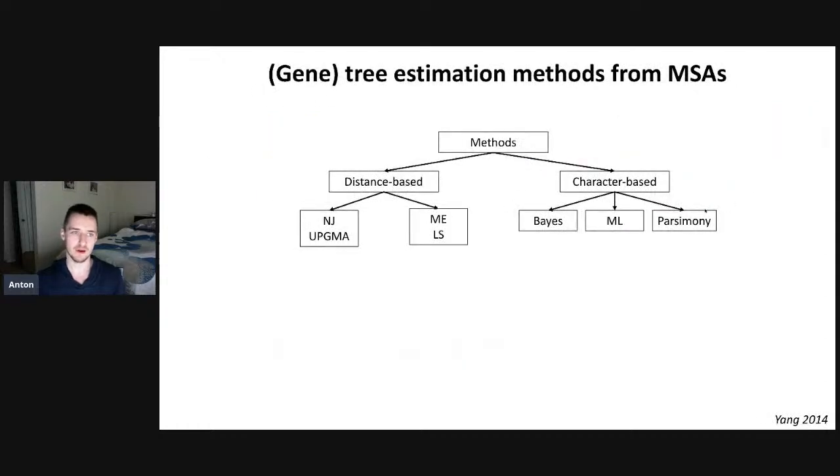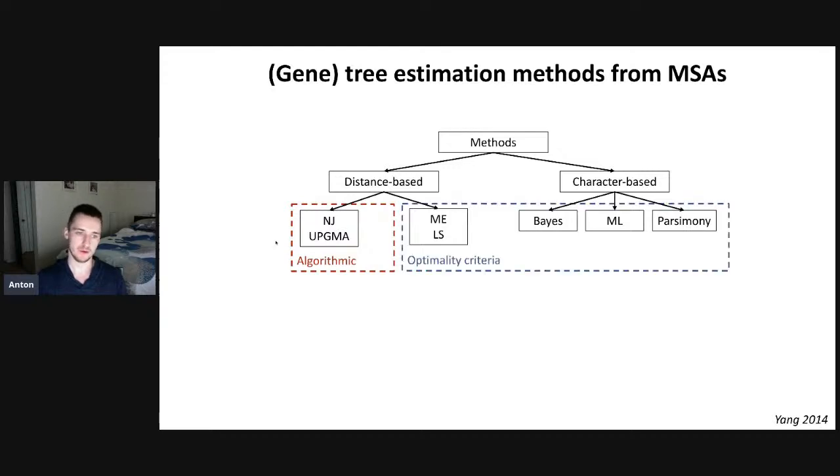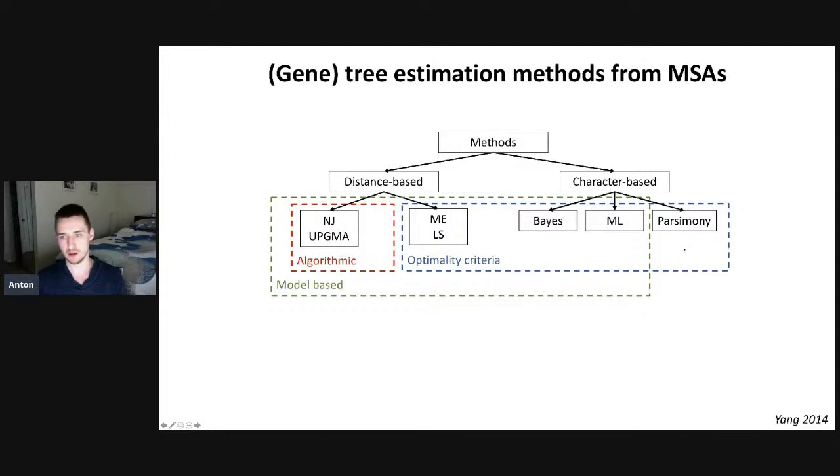This is just a brief recap: a hierarchy of the different methods used within phylogenetic inference. There are distance-based and character-based methods. For example, there's neighbor joining, which is an algorithmic method, and then optimality criteria methods like Bayesian inference, parsimony, and maximum likelihood. These can be further classified into model-based and non-model-based; parsimony is an example of a non-model-based method. Those are probably the most frequently used methods: Bayesian approaches, maximum likelihood estimation, parsimony, and neighbor joining.